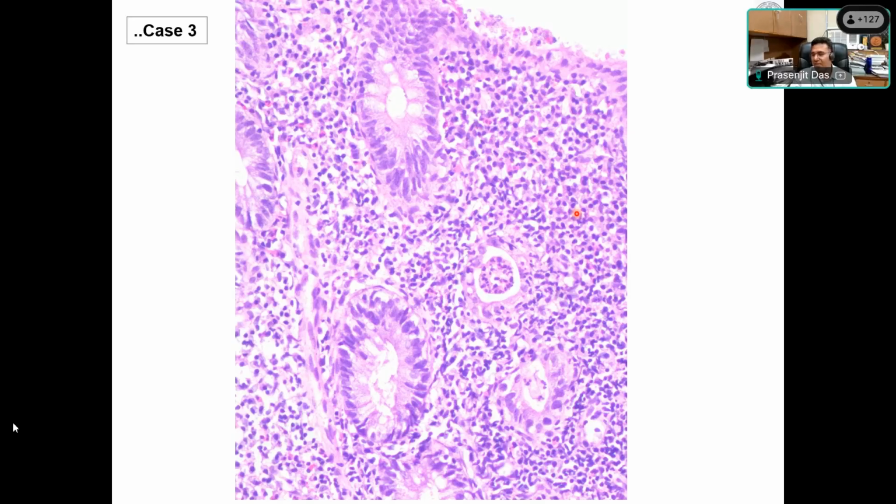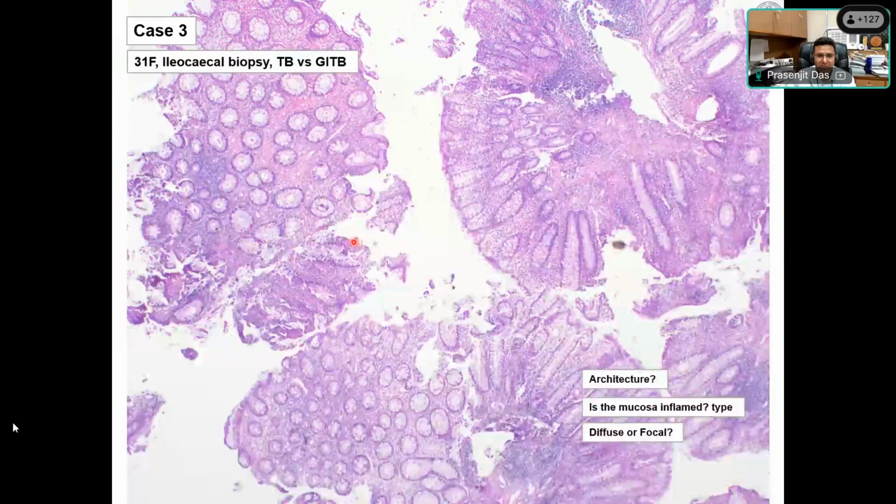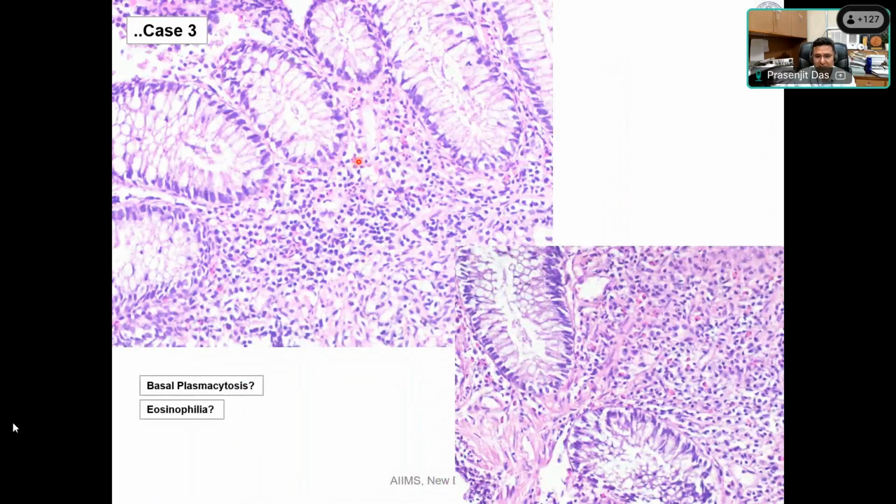Favor ITP, it will favor IBD. So what about IBD? Yes, sir, we can say it as IBD, but no, you cannot say only that. You cannot say that in this case because you have to also look at the site of biopsy. What I told a few slides back, if it is an ileocecal biopsy, you cannot rely on the eosinophils as well as basal plasmacytosis.